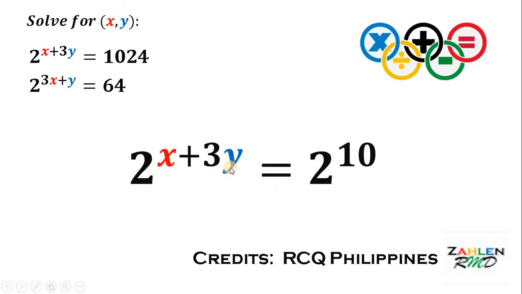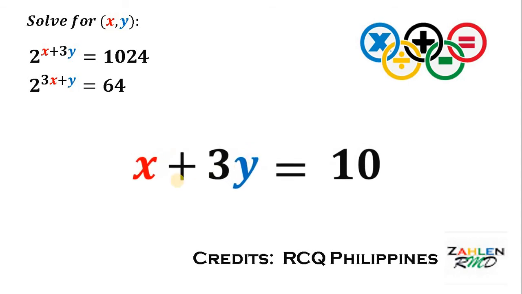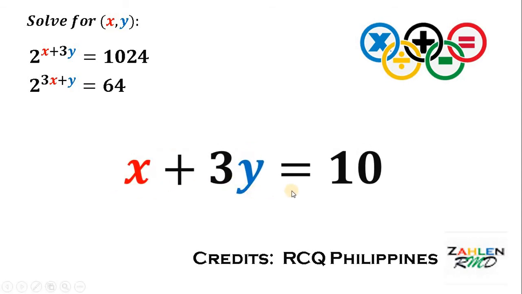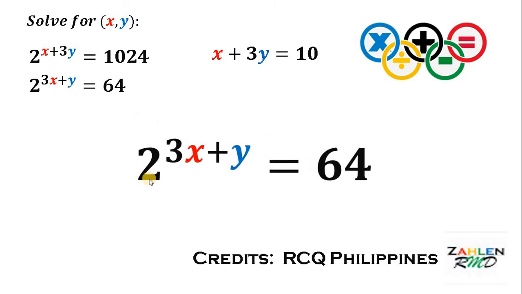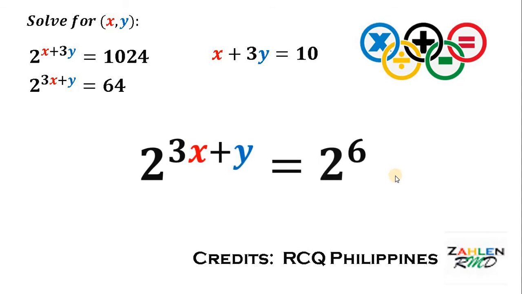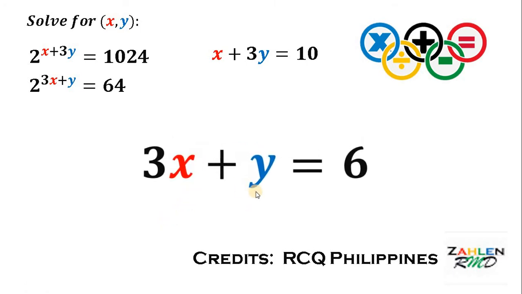Now, to make the left-hand side equal to the right-hand side, their exponents must be equal. Therefore, we can say that x + 3y must be 10. Now, keep in mind that we have x + 3y = 10. Now, let's have our second equation. We have 2^(3x+y) = 64. And again, take note that 64 can be written as 2^6. Now, with the same reasoning, we can say that 3x + y must be 6.